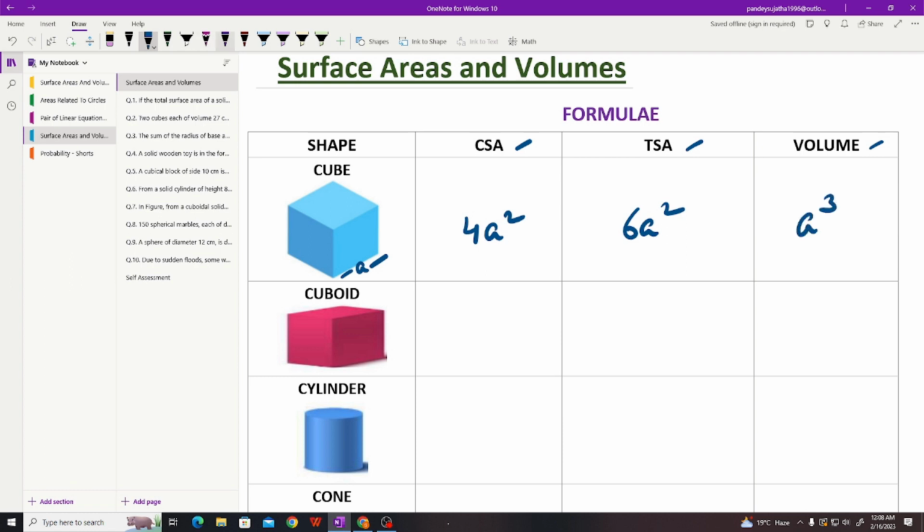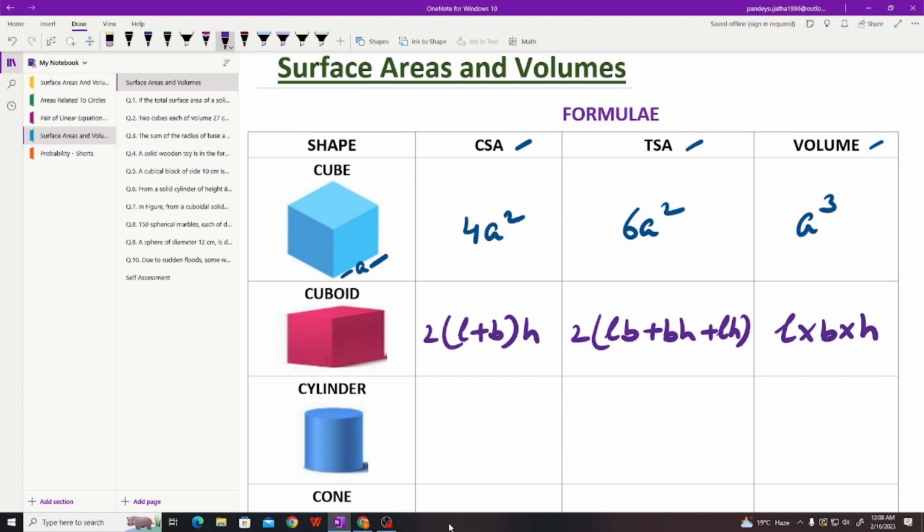Curved surface area of a cuboid is 2 into (l plus b) into h, and the total surface area of a cuboid is 2 into (length into breadth plus breadth into height plus length into height), and the volume of a cuboid is length into breadth into height.